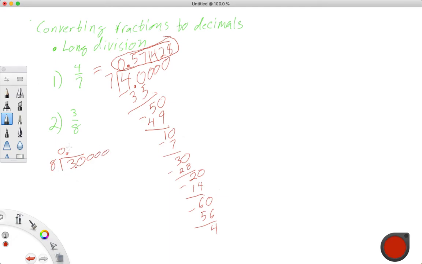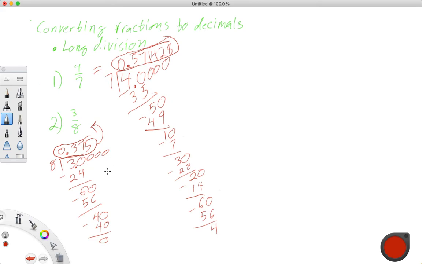8 goes into 30 3 times. And that's 24. 30 minus 24 gives me a 6. Bring down another 0. 8 goes into 60 7 times, and that gives me 56. 60 minus 56 is a 4. Bring down a 0. 40. 8 goes into 40 5 times, and that's exactly 40, so that comes to a 0. And so our decimal representation is 0.375. That is equivalent to 3/8.